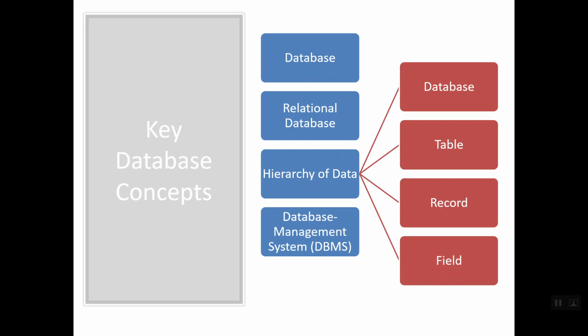What you start off with is the database. Databases contain tables. Tables are made up of records, and records are made up of fields. Using Excel as an analog, the database would be the workbook, the table would be the worksheet, the records would be the rows, and the fields would be the columns. So that's the hierarchy of how this is set up.